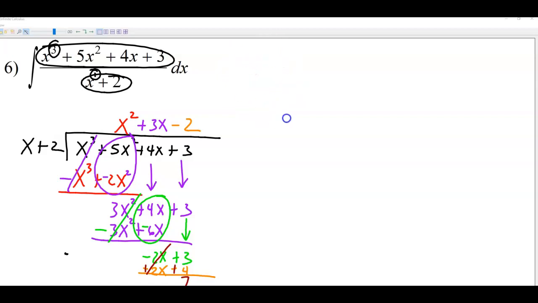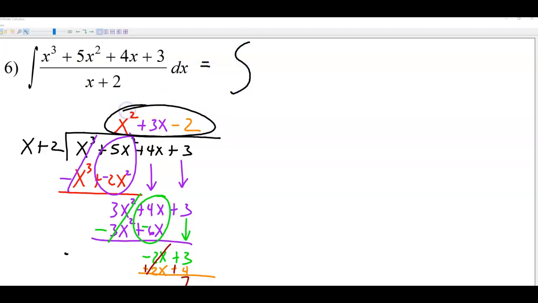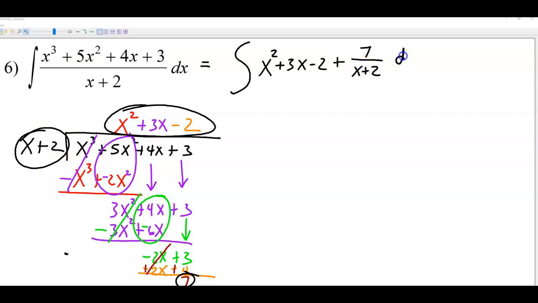So the long division's over with. The integration is not. What we've just done then is I've divided the top polynomial by the bottom polynomial. And as a result, we're going to have this as the new result in the integral. And then we have our remainder over our divisor. So step one is to do that long division.